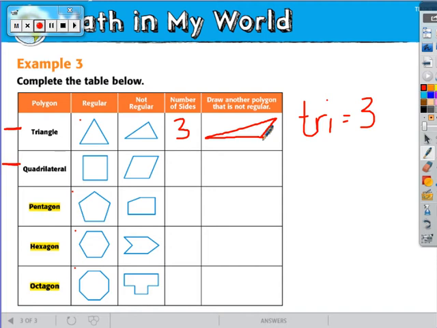Quadrilateral. How many sides are in a quadrilateral? 4. So quad means what? 4. So it wants a not regular quadrilateral. Almost anything works, as long as it's not a square. A rectangle is not a regular quadrilateral. A trapezoid is a not regular quadrilateral.